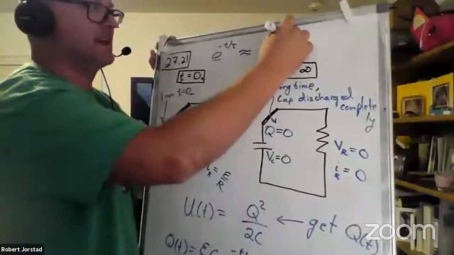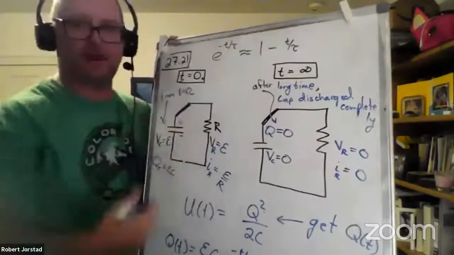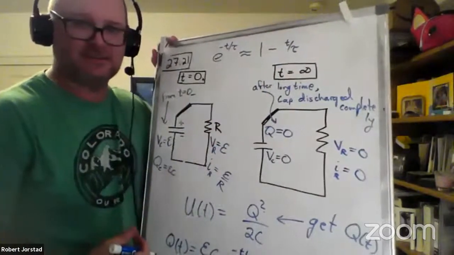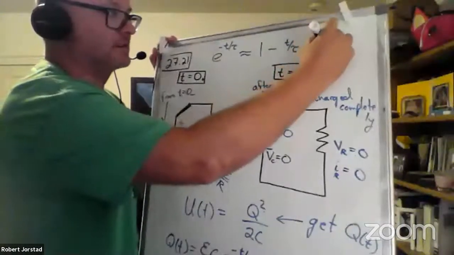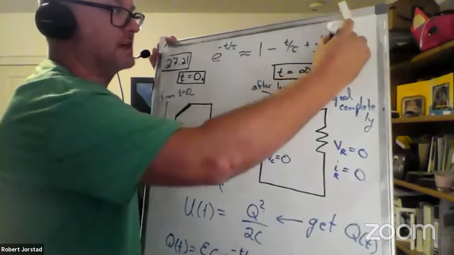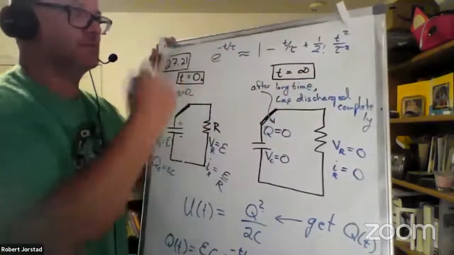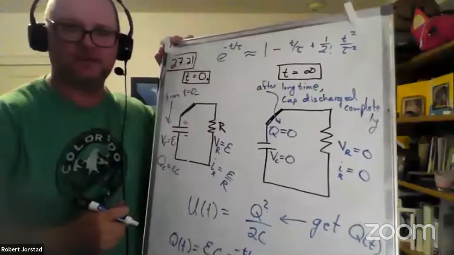That sounds like calculus. I don't remember. Oh, you know this. It's 1 minus e to the negative t over tau. It's linear, right? At first. And then plus 1 over 2 factorial t squared over tau squared, etc. You know what I'm saying? Okay.